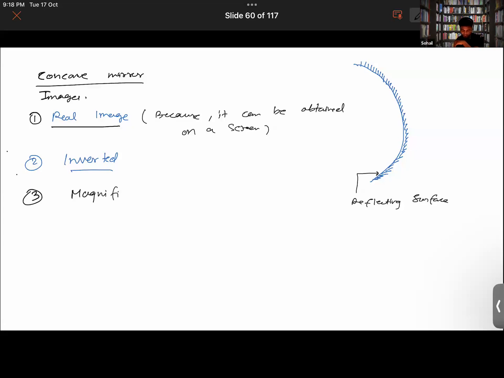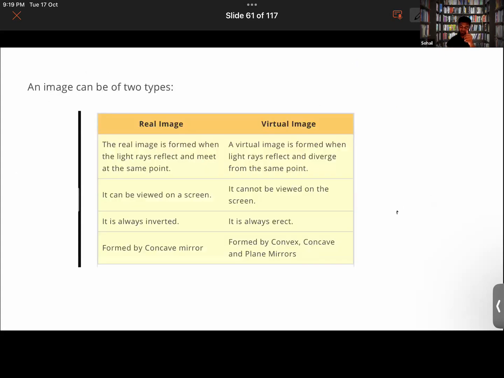It is magnified also. Getting it or not? Now, when the object is being moved really close to the mirror, then what will happen? The image will be formed at that time also. At that time it will be erect, but then it will be virtual. What do I mean to say?